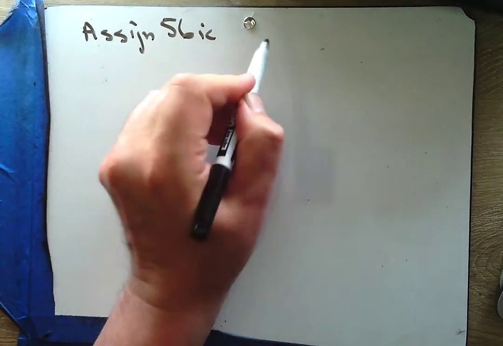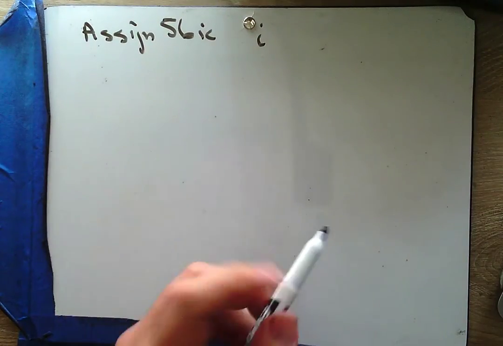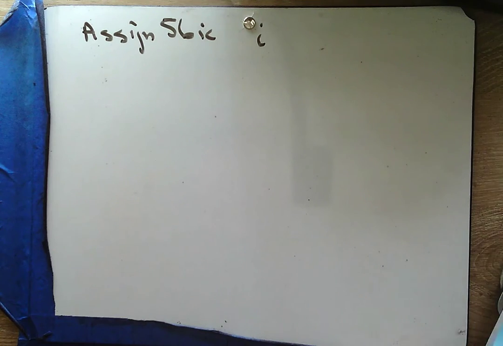This is assignment 56 in class I. There's two of them. This is the short one. I also have some bell work problems that I'd like to do with you first.